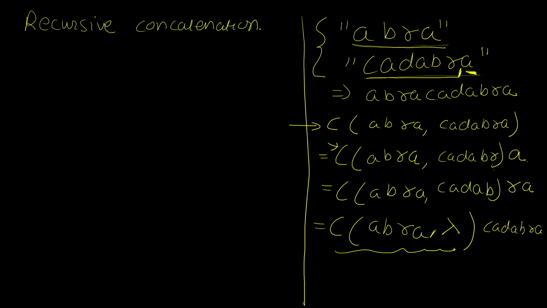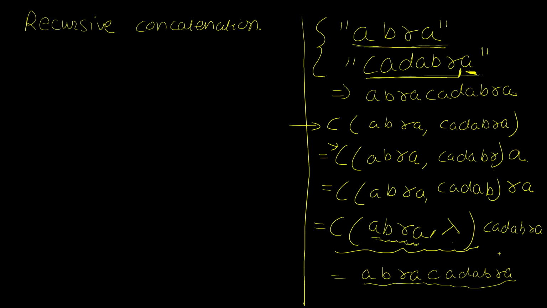Okay, and this is going to be my base step. I'm going to say that the concatenation of anything with lambda is just itself. Because the concatenation of abra and lambda is just ABRA, and then the rest is just here. So this is how I aim to get my concatenated string at the end.